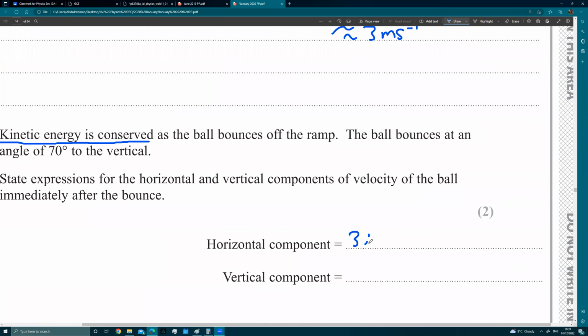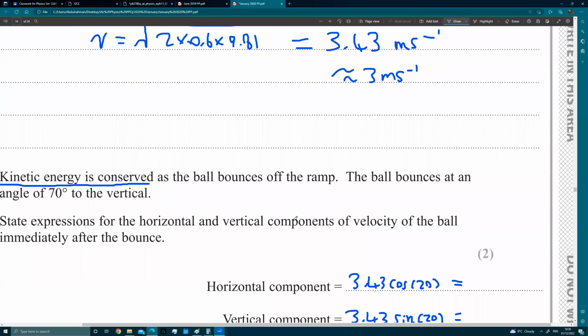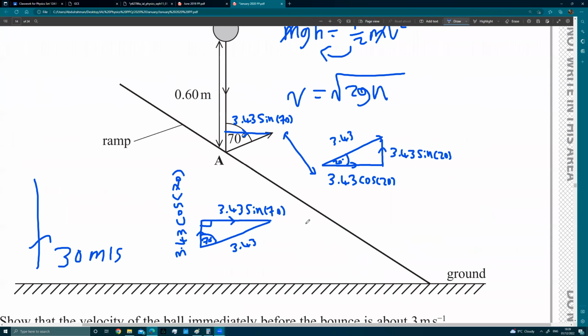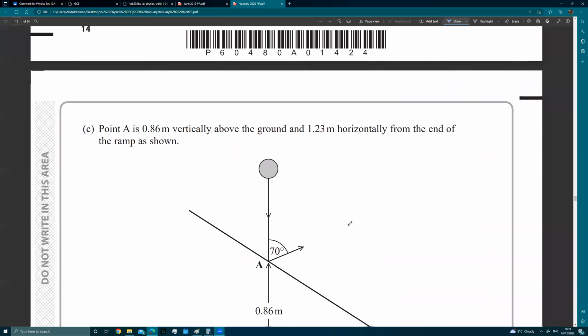So horizontal is 3.43 cosine 20. Vertical is 3.43 sine 20. Of course, on your calculator, on your exam, don't you dare leave that as your answer. You always need the rounded values, probably 2 or 3 significant figures. I would say 3. Okay, let's carry on.